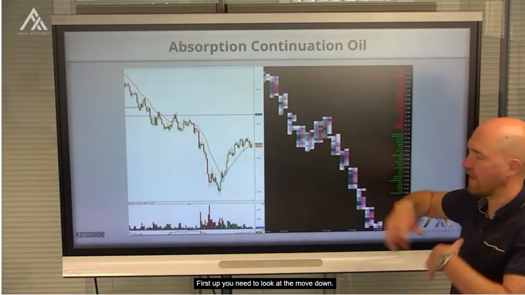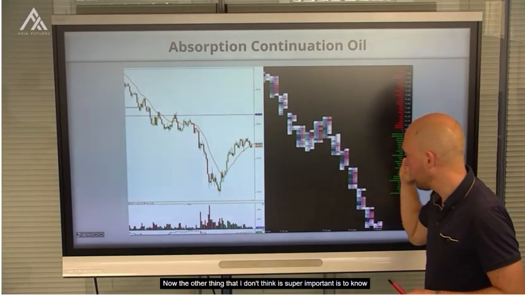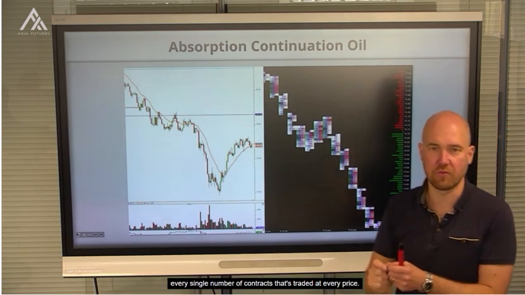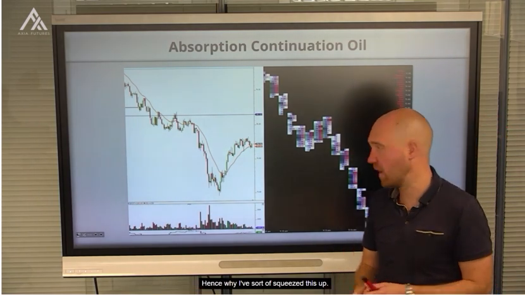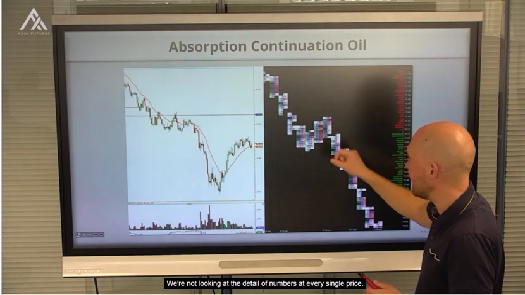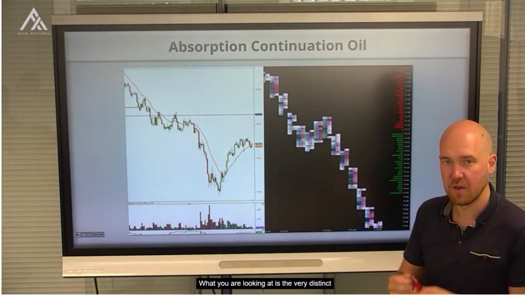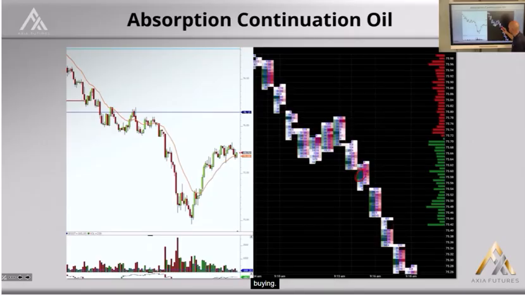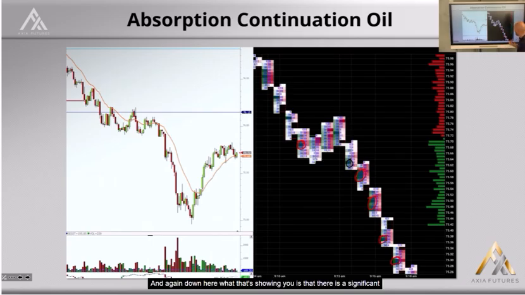First up, you need to look at the move down. Now, the other thing that I don't think is super important is to know every single number of contracts traded at every price. Hence why I've sort of squeezed this up. We're not looking at the detail of numbers at every single price. What you are looking at is the very distinct buying. You get these blocks of buying all the way down this move versus much lighter selling. And again down here. What that's showing you is that there is a significant amount of buying.